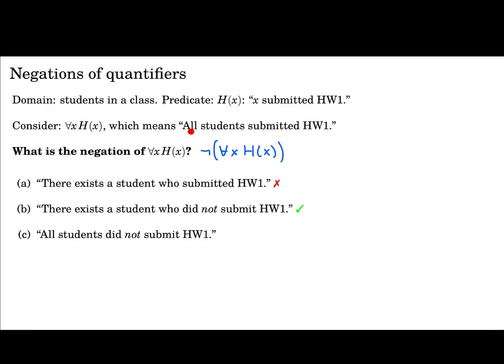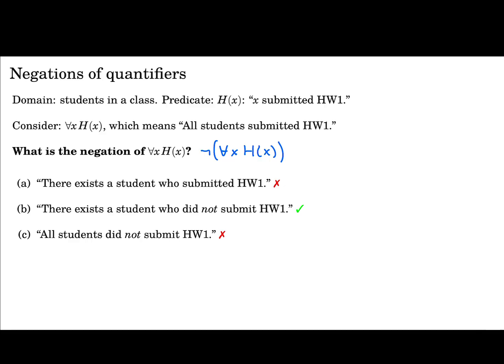What does it mean that it's not the case that all students submitted homework 1? It means that there exists at least one student who did not, and that's exactly what this is saying. If we look at the third example, all students did not submit homework 1. This is too strong because if you have that all students did not submit homework 1, then this will not be true, but this will still not be true if at least one of them did not. So you can think of it as: to negate an all statement, you only need one counterexample.